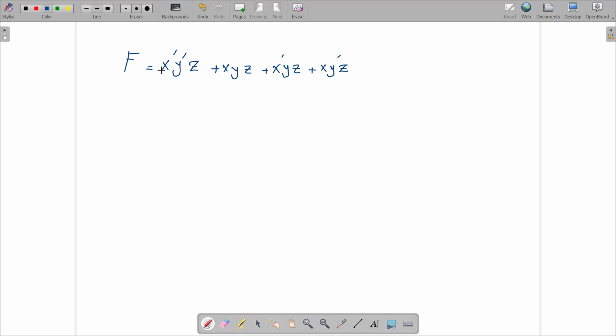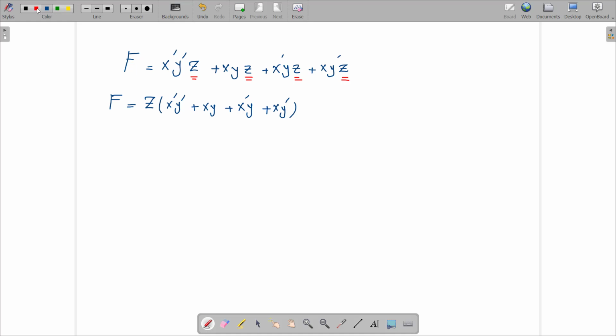So if you look at these terms, you can see that z is a common variable for all of them. So it means that I can rewrite this f as a Boolean function in the form of z times (x prime y prime or x y or x prime y or x y prime).